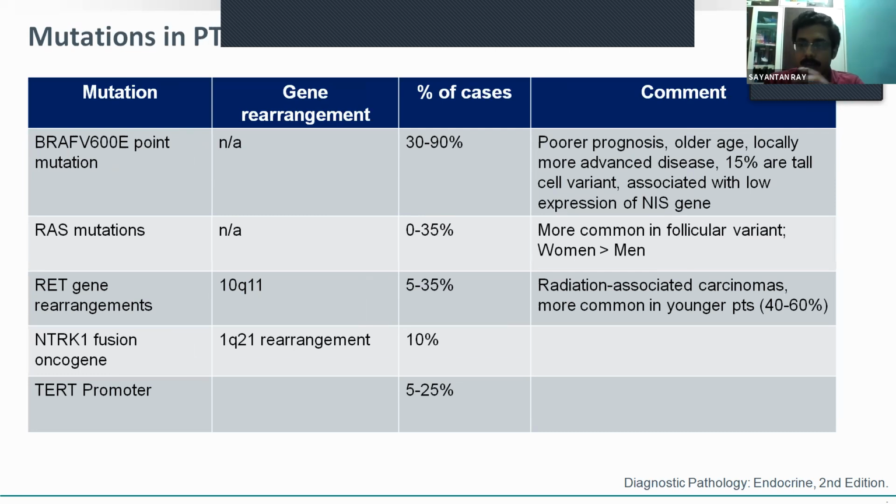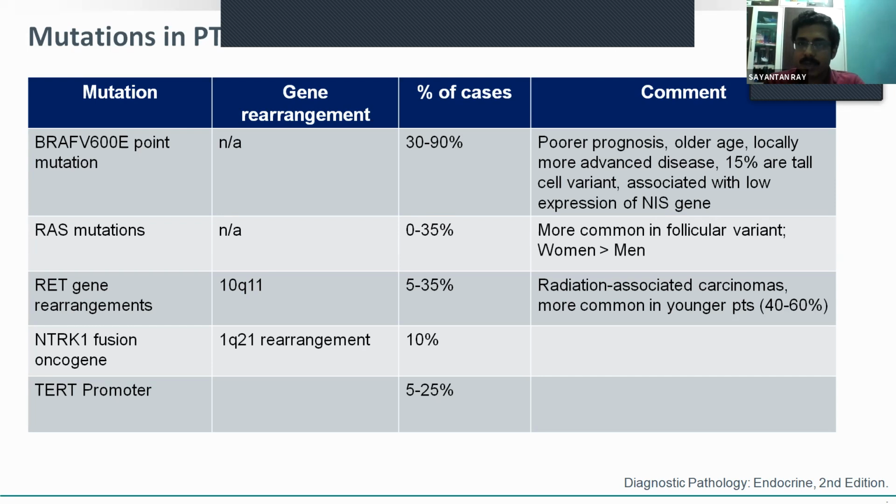Regarding mutations in papillary thyroid cancers, again, the BRAF point mutation, 90% of BRAF mutation is this V600E, could be found in 30 to 90% of cases. It carries a poorer prognosis associated with old age, locally more advanced disease. 15% are tall cell variant, already discussed regarding tall cell variant. And another important point for follow-up purpose, this is associated with low expression of sodium iodide symporter.